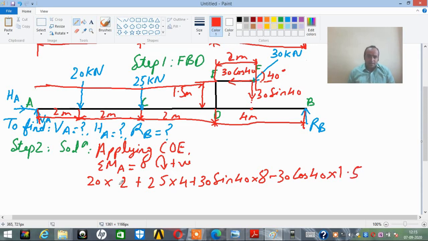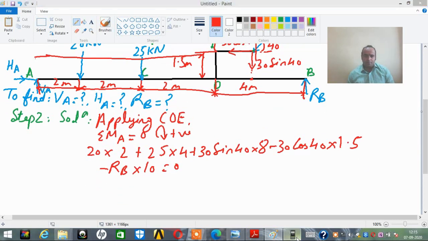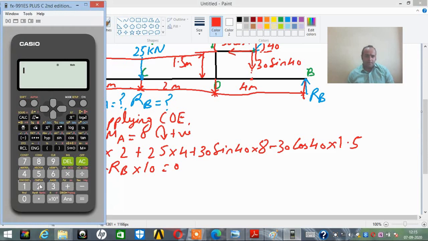Last but not the least, now I can write minus RB, since it is causing the body to rotate in anti-clockwise sense. What will be the distance? 2 plus 2, 4 plus 2, 6 plus 4, 10. Into 10 is equal to 0. Friends, let us do the calculation of it. It will be easier one by one.